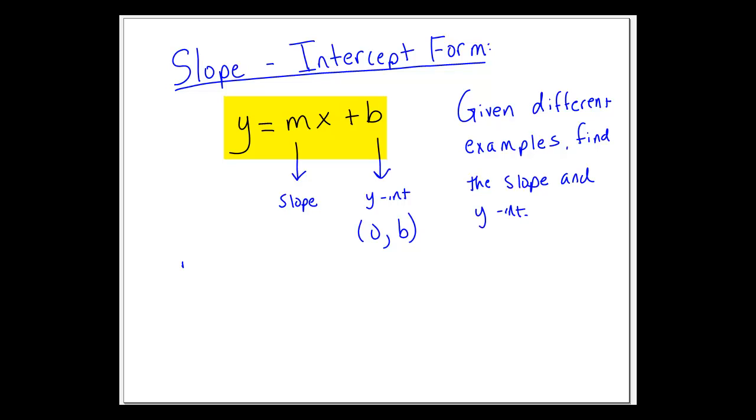Our first example is given to you as y equals 3x plus 5. It's given to you in slope-intercept form because it's already solved for y. So we can define that the slope is 3 and that b is 5, which is the y-intercept. We could write that as (0, 5).